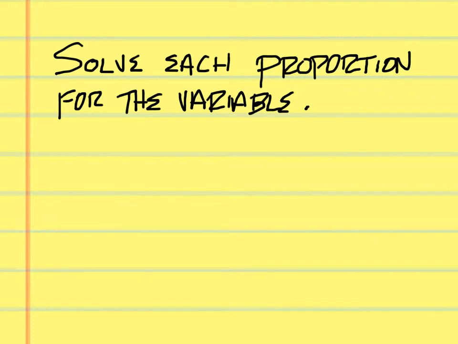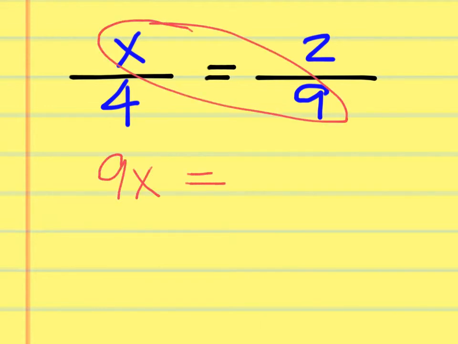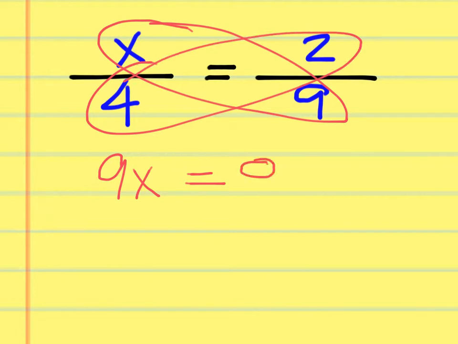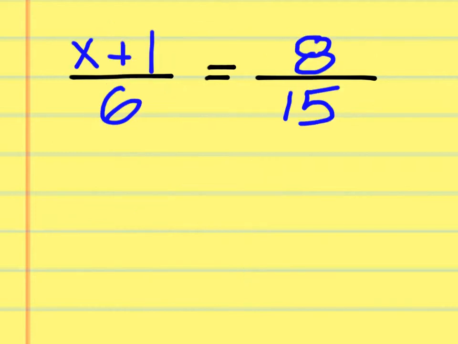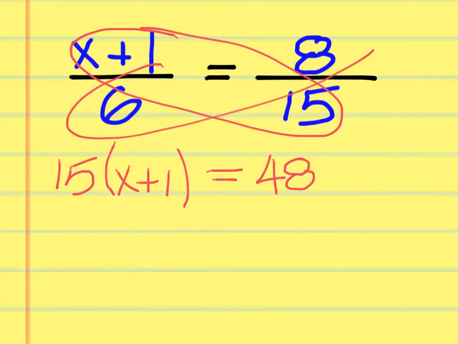Your next objective is to solve each proportion for the variable. Cross multiply to get 9x and then 8. Divide 8 by 9 and an answer of 8/9 would be acceptable. The directions are still the same. You cross multiply there to get 15 times x plus 1. And then 6 times 8 is 14. Or not 14, but 48.